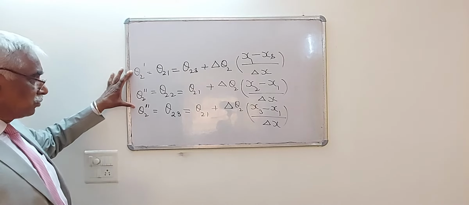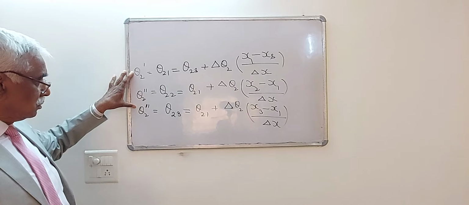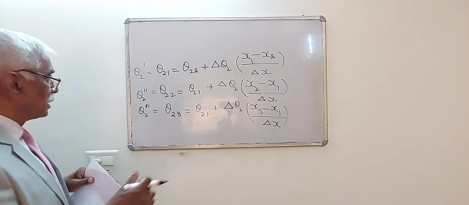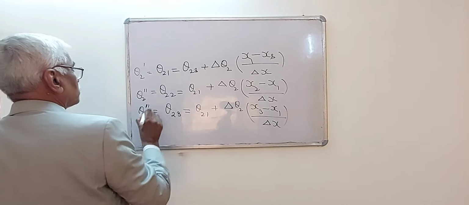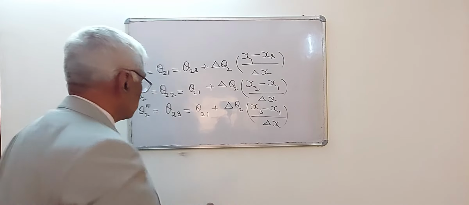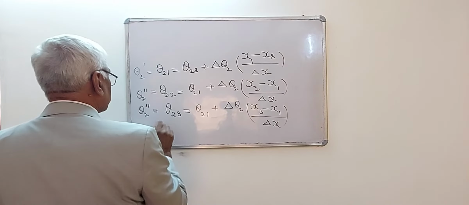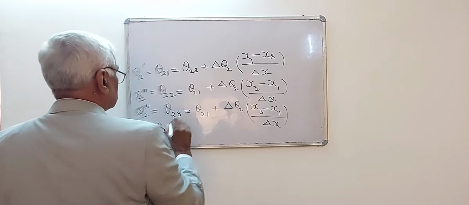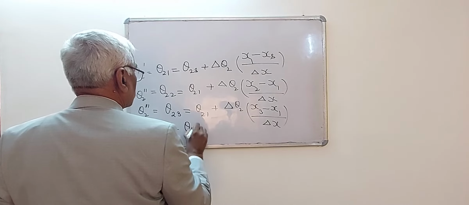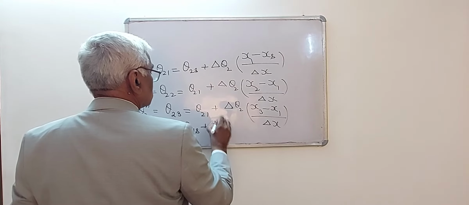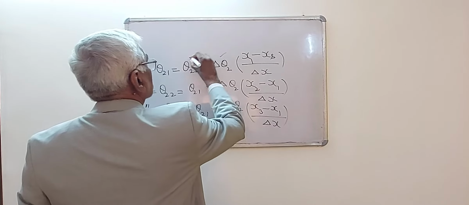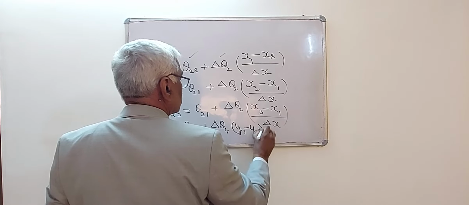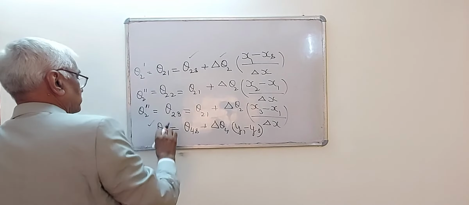And the corresponding values of angles of the output link can be written as theta 4 1. Theta 4 1 is equal to theta 4s plus delta theta 4 times y1 minus ys. Right? It is 1. It is corresponding to this.